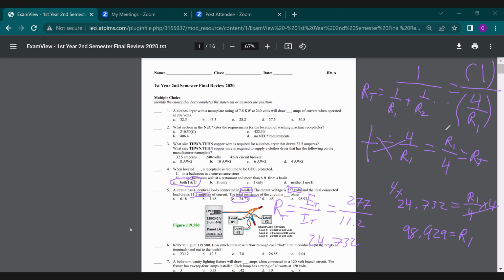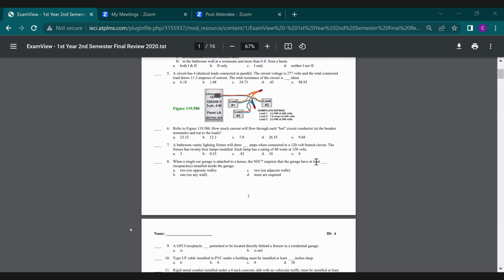Now, this is a little bit of extra math on top of it. Again, just be prepared if they do ask the question. Going on to number 6 here. Let's move that up. Number 6, refer to the figure above. How much current will flow through each hot circuit conductor? All right, so if we're looking for how much current is going to flow through them, we need to figure out how much current is on each of these loads.